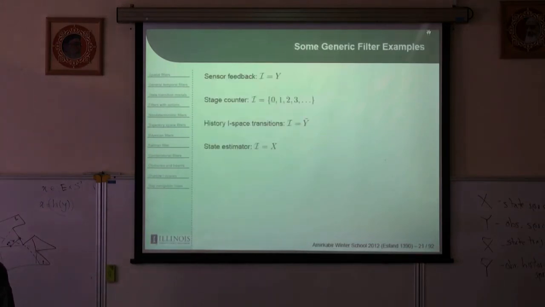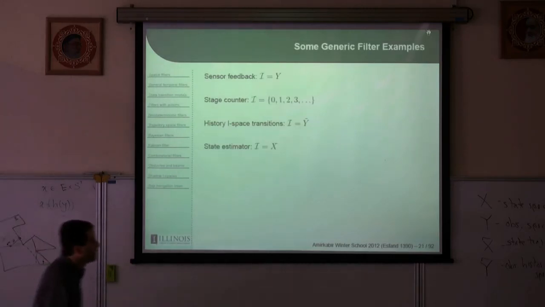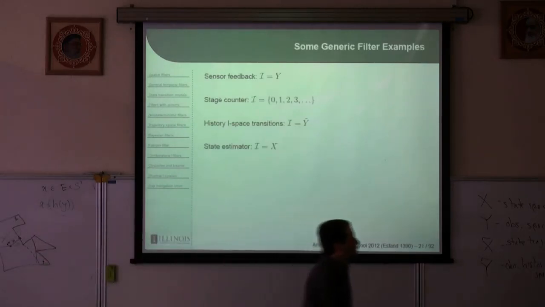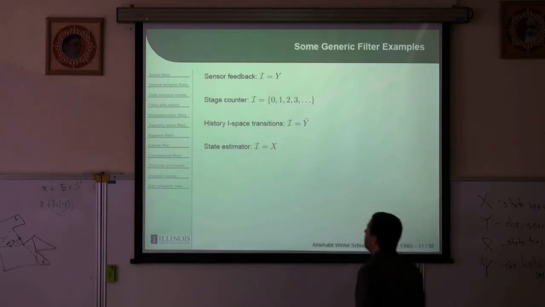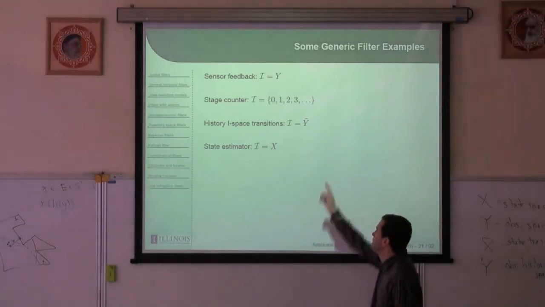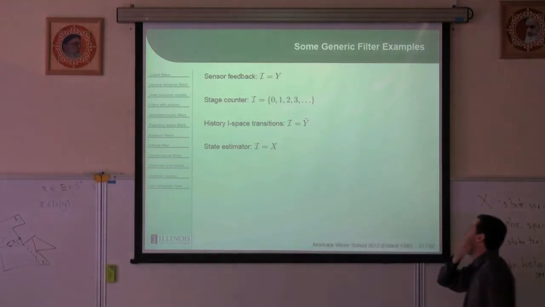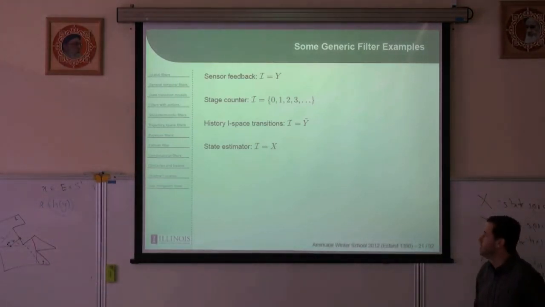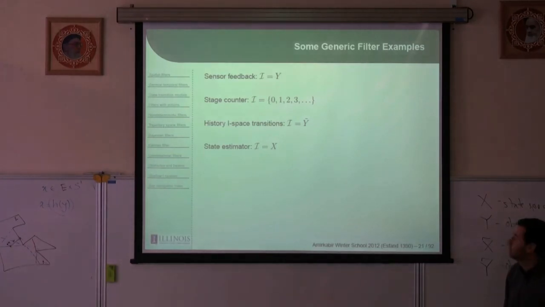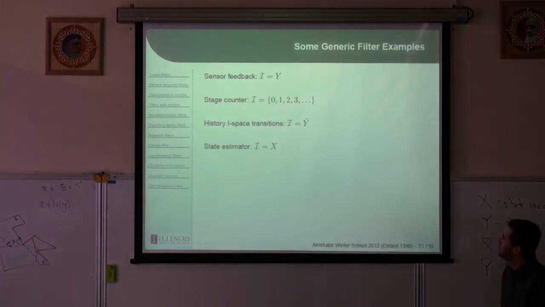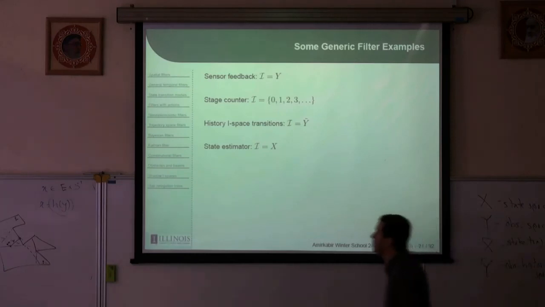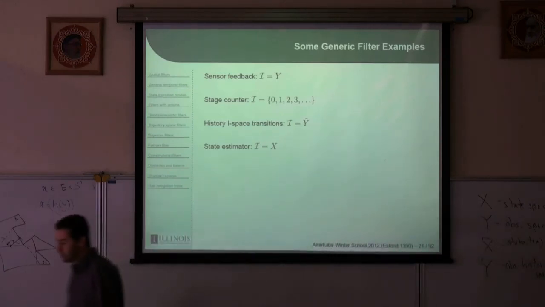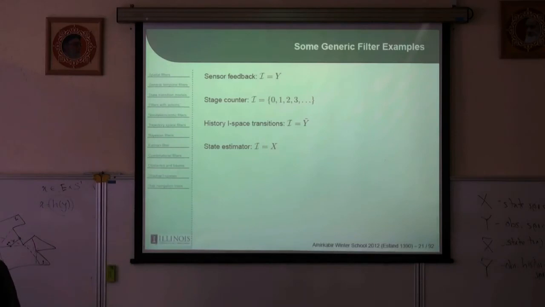All right. Here's some very generic examples I will give, and then I'll start getting more specific ones. These are like the boring generic ones, but they're quite helpful. So I could have direct sensor feedback. That's where the information space is just Y. I could have something called a stage counter. It just tells me how many stages have gone by so far. I could have something that just corresponds to reporting the entire history. Or I could make something called a state estimator, which tries to get out the state from the information that it has. So those are going to be special cases that I'll look at.